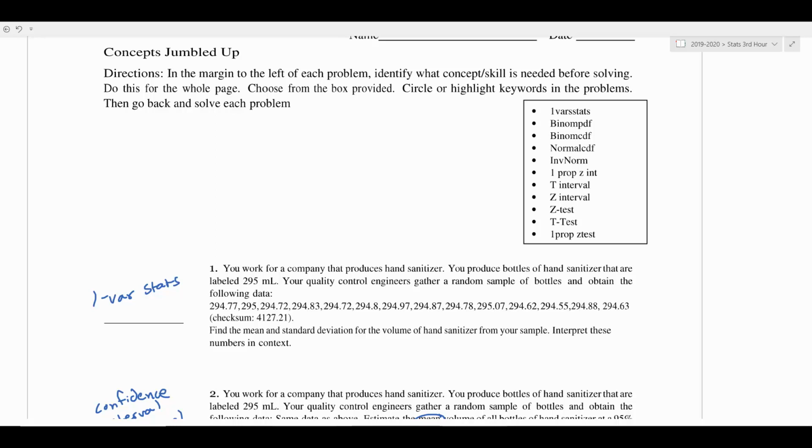So make sure you work through these Concepts Jumbled Up worksheets. If you didn't do them from the previous weeks, go back and use those as a tool to test yourself and challenge yourself with these concepts and skills. All right, and if you get stuck on any of them, just let me know. We'll set up an appointment. We can work through a few of the problems and talk them through.